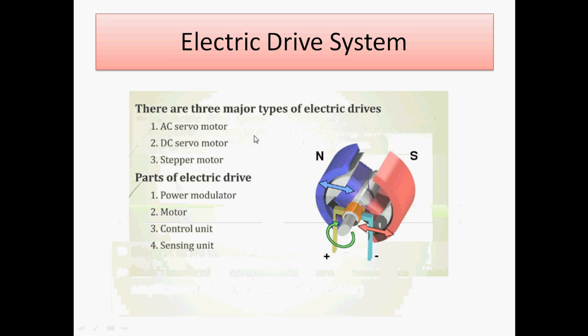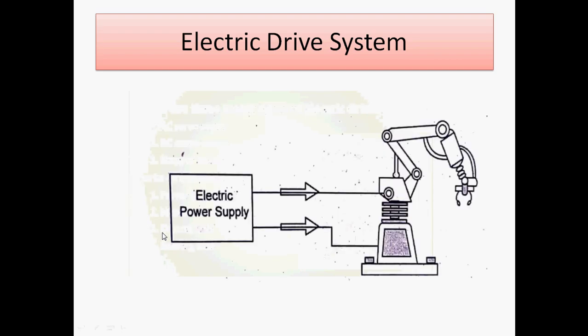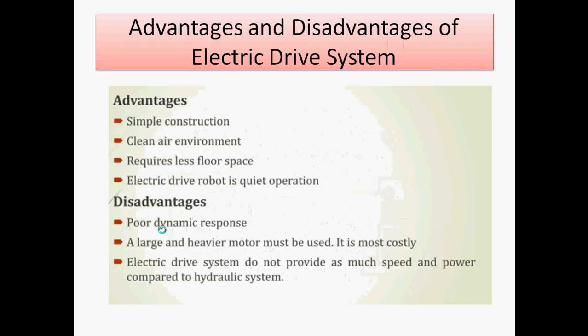There are different types of electric drives present: AC servo, DC servo, and stepper motor. There are also different parts we are already aware of: the control unit, sensing element, motor, and power modulator. These are the different drives in an electric drive system. It can directly provide the electric current, and then we can operate the different actuation systems of the robot.